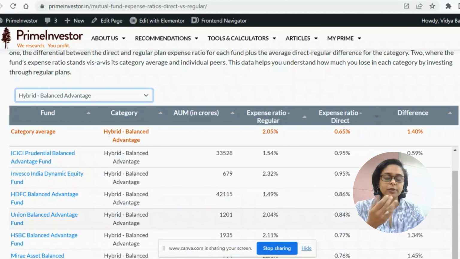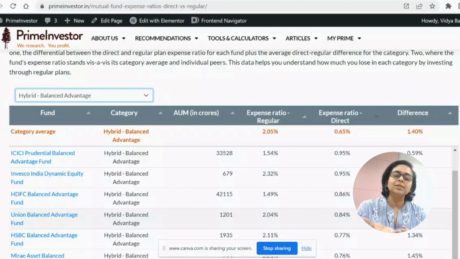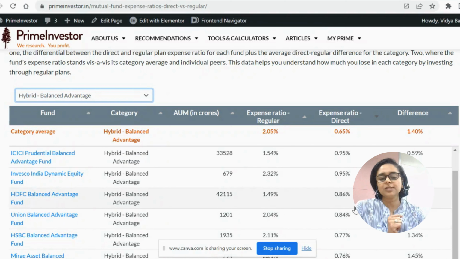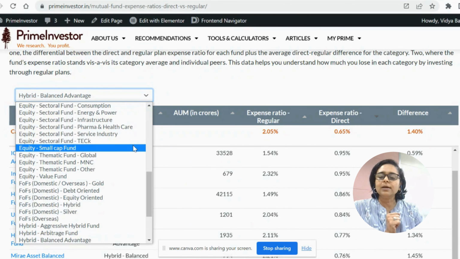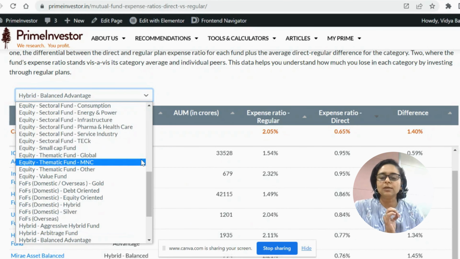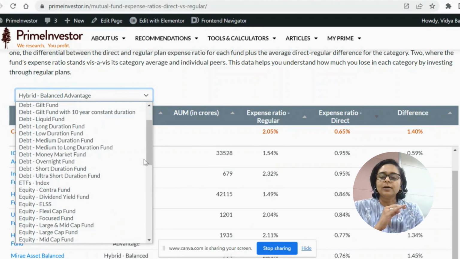But if you already have been given a set of funds, say by your advisor or your distributor, and they have told you it is high on performance, you want to make sure that their expense ratio is reasonable. So let's use this tool to understand how you go about this. The first thing is just comparing the expense ratio of funds with peers. You cannot be comparing the expense ratio of a debt fund with an equity fund or a hybrid fund with a large cap fund and so on. So let's stick to the expense ratio within each category.